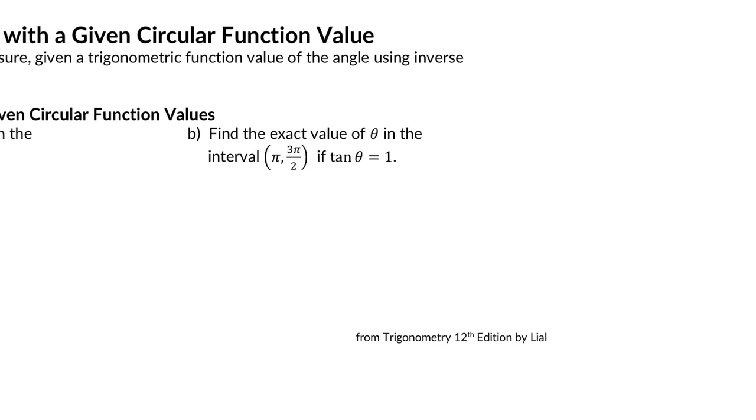If I asked you the following question, find the exact value of theta in the interval from pi to 3 pi over 2 if tangent of theta is equal to 1. Okay, first of all, what quadrant am I asking you for an answer from if it's between pi and 3 pi over 2? Yeah, the third quadrant. Because the third quadrant starts at pi and ends at 3 pi over 2. So all I'm looking for in quadrant 3 is the angle that would give me a 1 if I took the tangent of that angle.